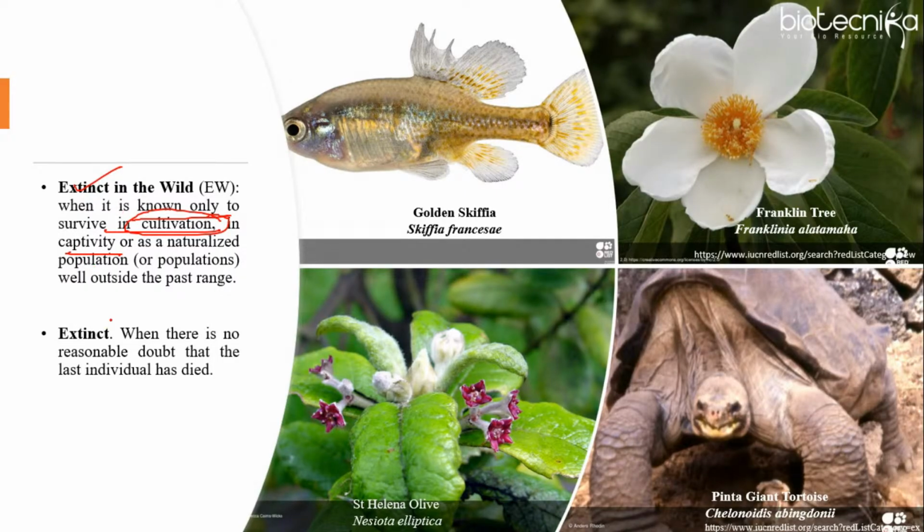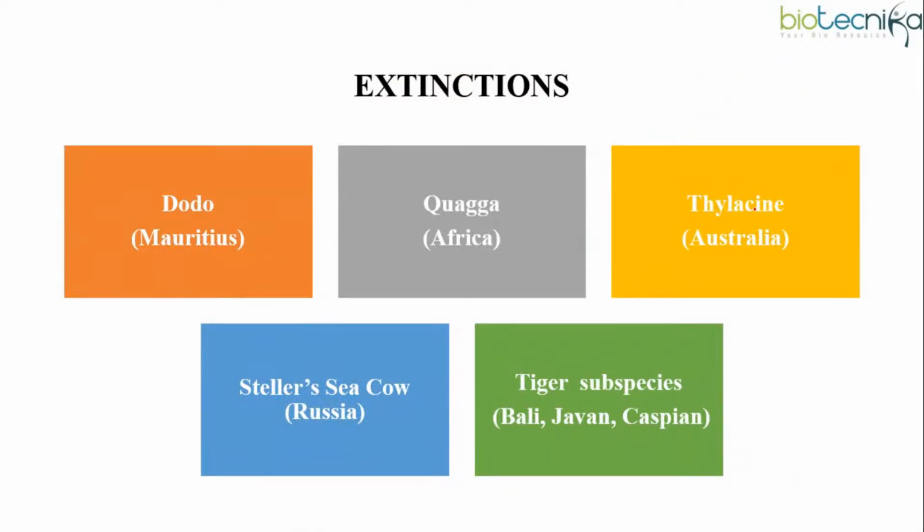And extinct is when there is no reasonable doubt that the last individual has died. Here you can see these two examples of olive and tortoise. These are examples of extinct. And here the golden skiffia and franklin tree are examples of extinct in the wild. You will find them in captivity only, but not in the wild environment. And here are some examples of species which have gone extinct, like the dodo, quagga, thylacine, Steller's sea cow, and tiger subspecies.